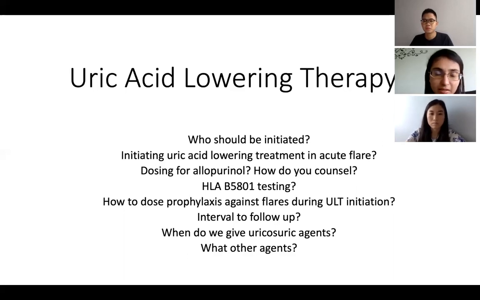Probenecid is a commonly available agent in Singapore, and we tend not to use it in patients who are overproducers. They cannot have a history of renal stones, which we discussed earlier, and they cannot have renal impairment. Their creatinine clearance must be at least more than 50 mL per minute. We tend to start them on, say, about 500 milligrams a day, and then we slowly advance them up to about 1.5 grams two times a day.